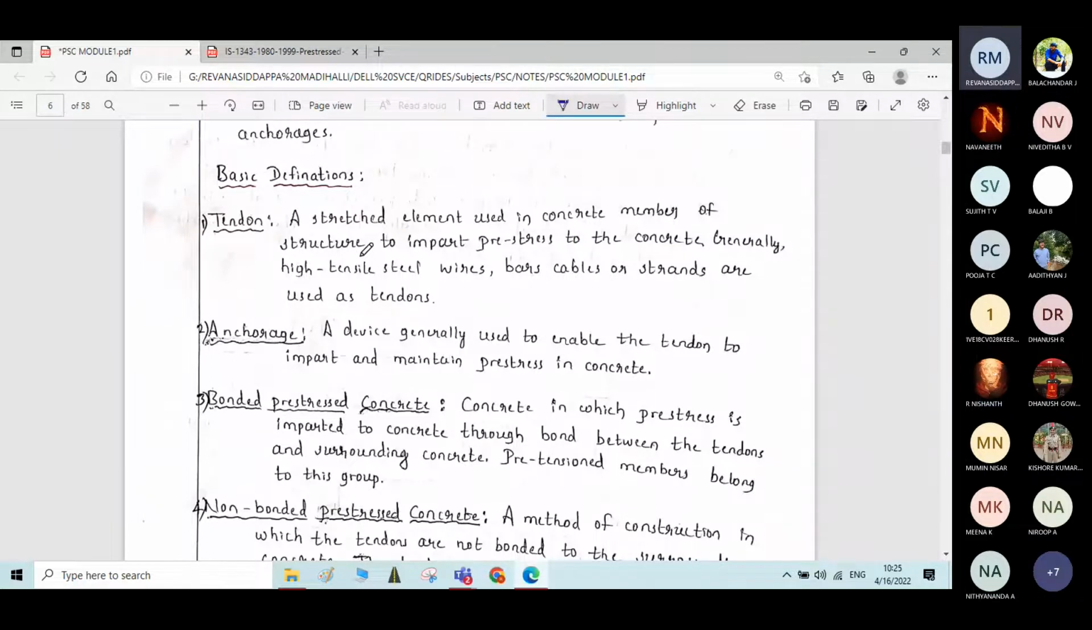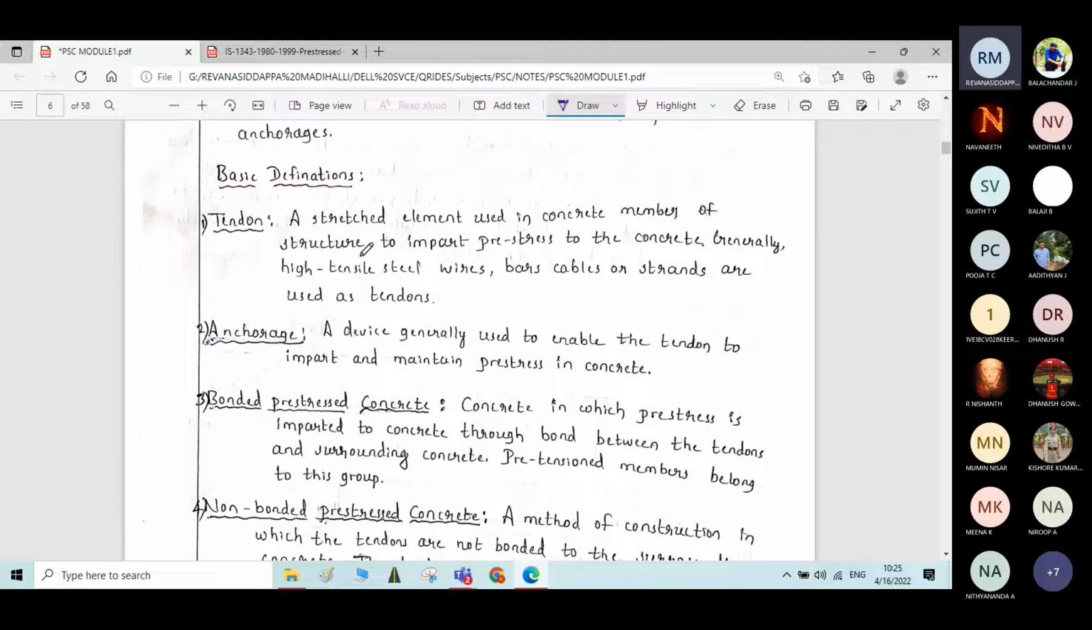Tendon, you already know in the introduction, correct? Tendon is nothing but a stretched element used in the PSC to induce the stresses into the member. It is like reinforcement in the RCC elements. There we call it a reinforcing bar, but here it is called a tendon or the cable. It is an element used in the PSC structures to induce stresses into the member. That is called a tendon.